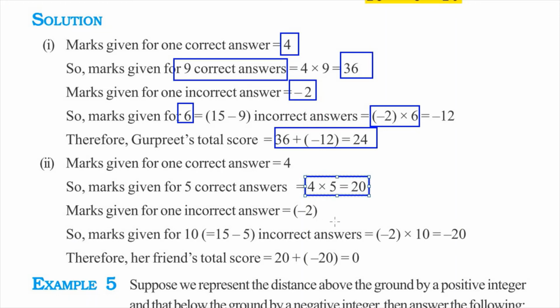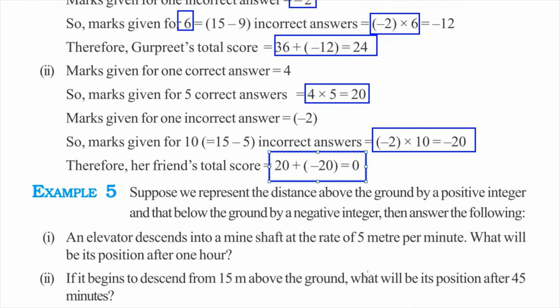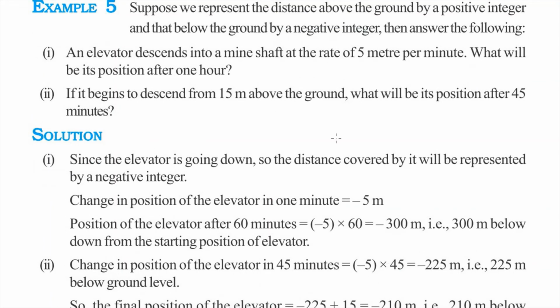And she solved 10 questions incorrectly. That means she gets minus 20 points because of her wrong answers. So her friend's total score is 0 because the positive and the negative cancel each other out. Next we move on to example 5.